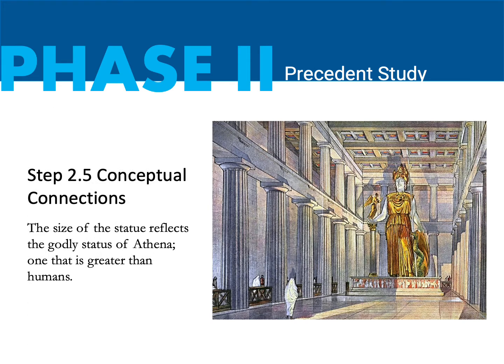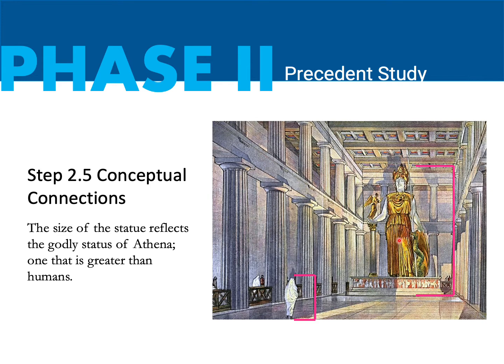Now, step 2.5 is conceptual connections. So here what we're trying to do is we're asking ourselves, how does the design reflect the characteristics, traits, or deeds of this entity? Clearly, there must be something important about Athena that has been embedded in the design of the space. In other words, what aspect of the entity seems to be abstracted or considered in the design of the space? Well, one thing that I've very quickly noticed is that the size of the statue reflects the godly status of Athena, one that is greater than humans.